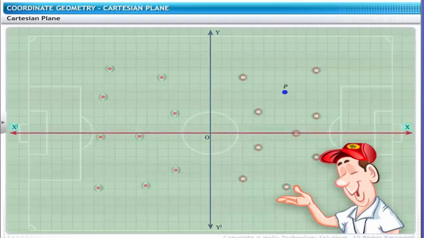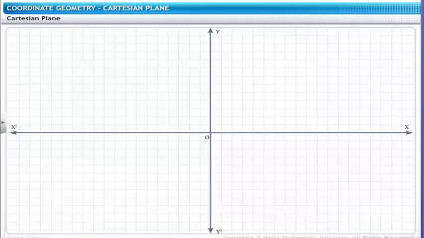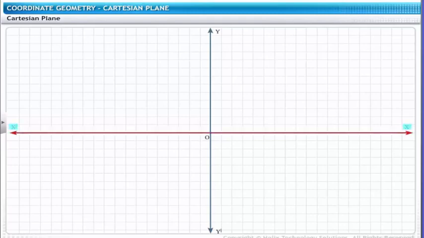The horizontal line XX' is the x-axis of this Cartesian plane. The vertical line YY' is the y-axis of this Cartesian plane. The point of intersection of the two axes, x and y, is called the origin O. On the Cartesian plane, the position of a point is represented as the distance along the x and y axes.